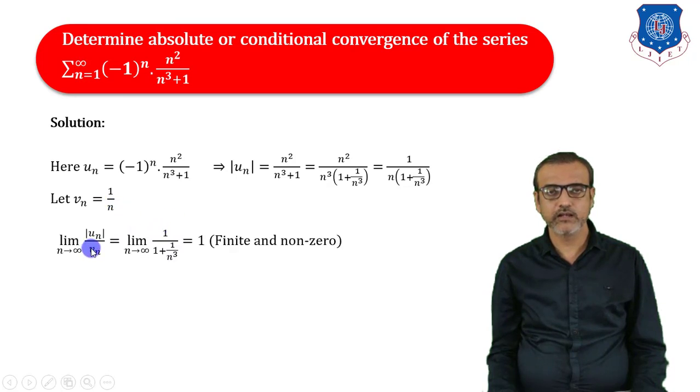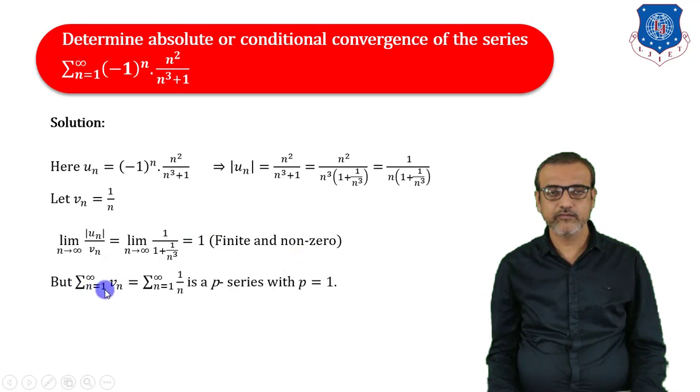Here we are applying the limit form of comparison test. Limit n tends to infinite mod un upon Vn equals limit n tends to infinite. Now see, what is mod un? That is this one, and Vn is 1 upon n. If you divide mod un by Vn, the result is 1 upon 1 plus 1 upon n cube. Now as n tends to infinite, 1 upon n cube tends to 0, and 1 plus 0 is 1, and 1 upon 1 is 1, which is a finite and non-zero value.